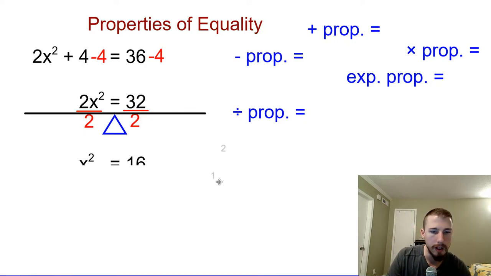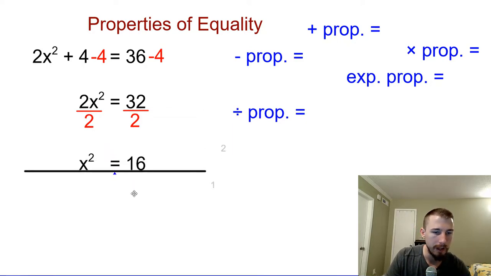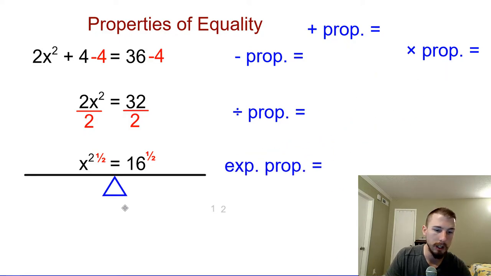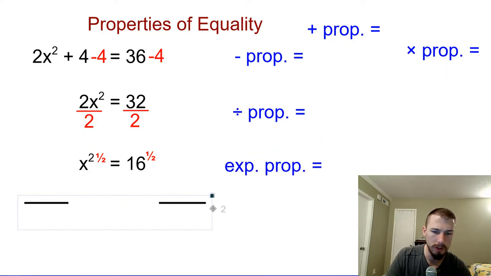And then after that, we're going to have x squared. So we want to undo the squared, so we're going to take the square root of both sides. So that's going to be an exponential property of equality. And then the last thing should be just the answer, right? Yeah, so then we just have x is equal to 4.